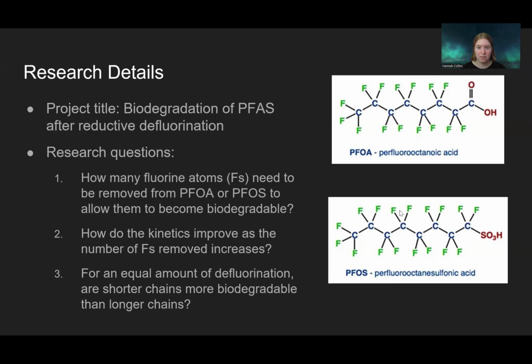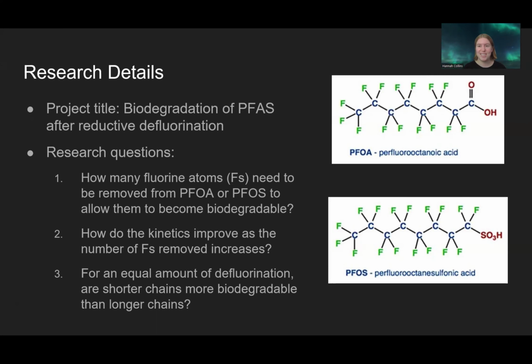So here are some diagrams of two particular PFAS that I'm interested in researching right now, which are PFOA or perfluorooctanoic acid and PFOS or perfluorooctane sulfonic acid, which have a lot of carbon fluorine bonds, and they also are longer chain PFAS, meaning that they have 7 or more carbons in their chemical backbone, which is this carbon-carbon chain. So anyway, moving on.